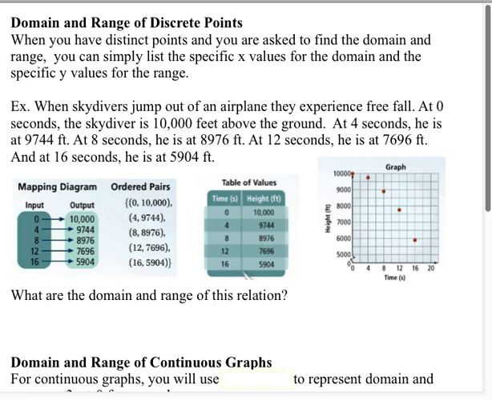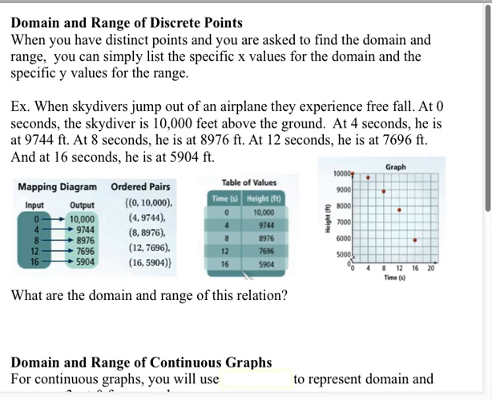Now let's get back to this idea of domain and range, okay? So we're going to start with domain and range of discrete points, so kind of like what we were just looking at, where I have a list of points. All right, so when you have distinct points and you're asked to find the domain and range, you can simply list the specific X values as a domain and the specific Y values as the range, okay? So let's take a look at what I mean.